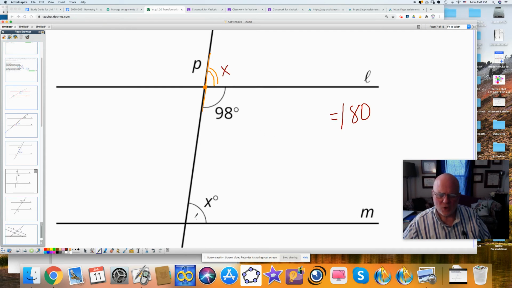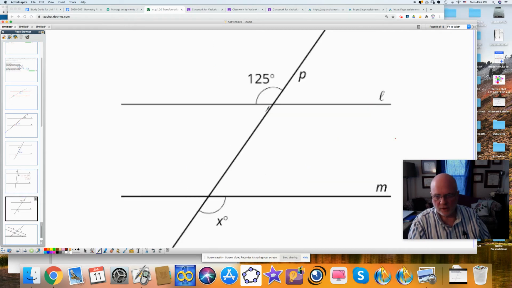Why would we call it x? Well, if I translate this straight up from here to here, it ends up being in the same location. And when you add x plus 98, you get 180. So if I subtract 98 from both sides, I get x is equal to 82. And that's my answer.